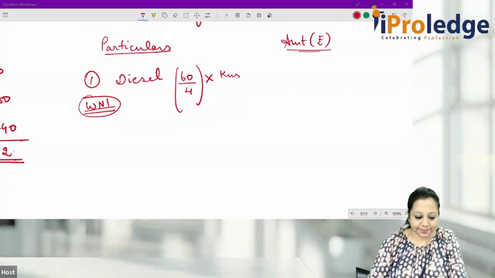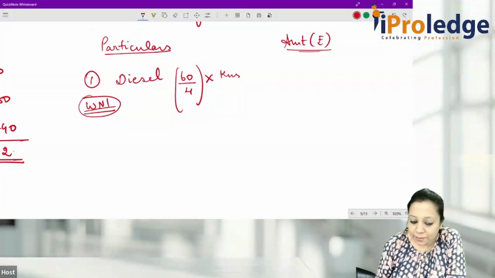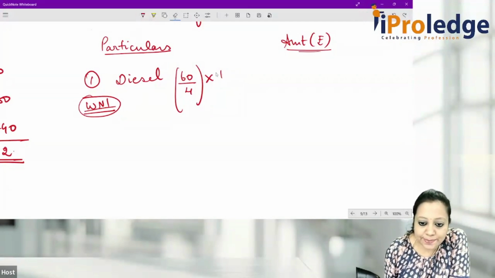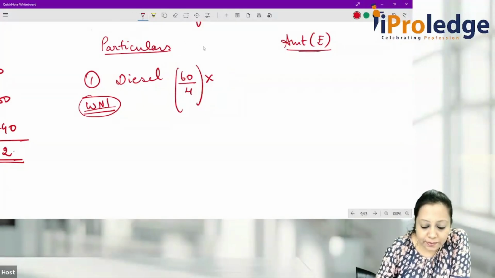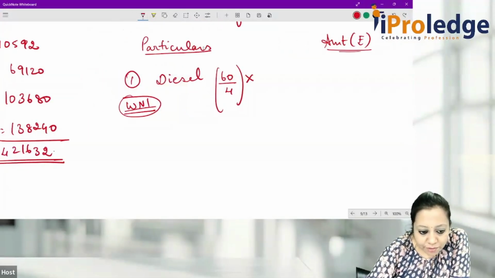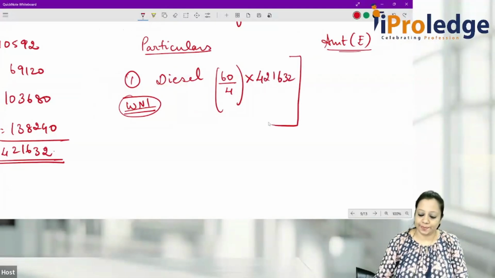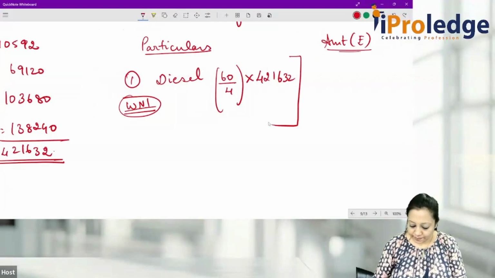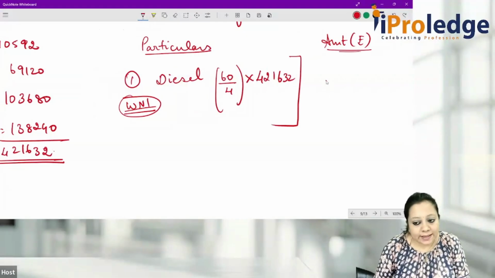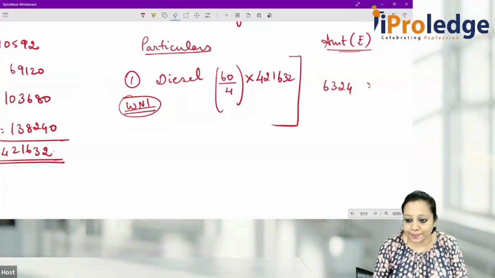Sorry. Now we go back to how many kilometers we had, students? 4,21,632. Okay. 63 lakh 24,280. Okay, 480.